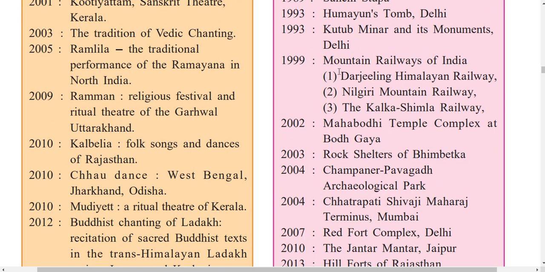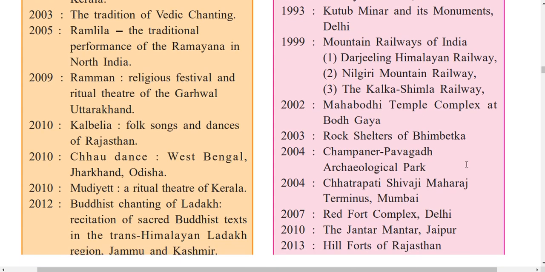It has three members. First, Darjeeling Himalayan Railway. Second, Nilgiri Mountain Railway. Third, the Kalka Shimla Railway. 2002 Mahabodhi Temple Complex at Bodh Gaya. 2003 Rock Shelters of Bhimbetka.